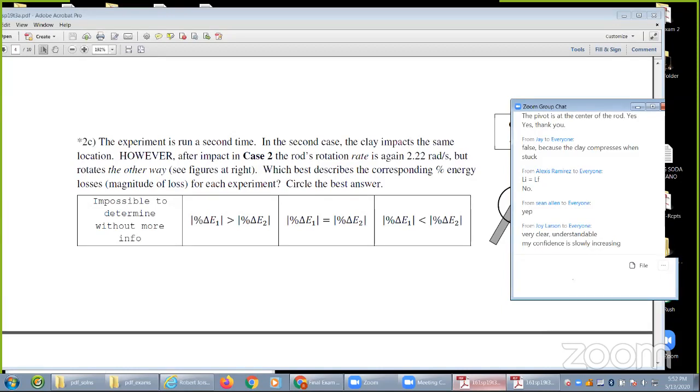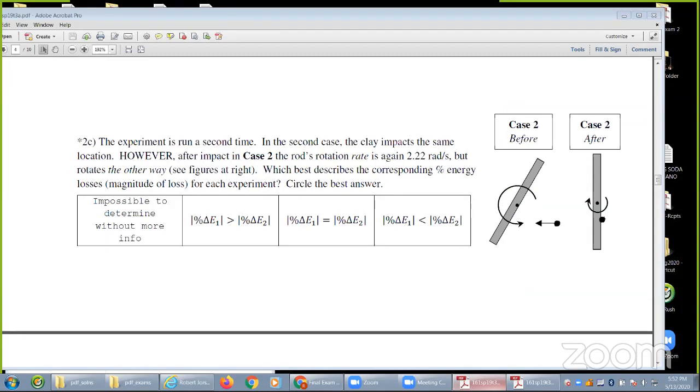Let me get this thing out of the way here a little bit. What do you think? Will it lose the same amount of energy, lose more energy? Okay, Alexis, go for it. If you want to unmute, just talk and explain your thought process, okay? What do you think? This is good practice for an oral exam, right? Having to kind of talk through your reasoning.